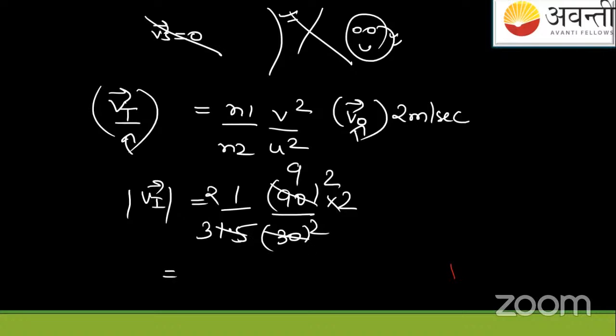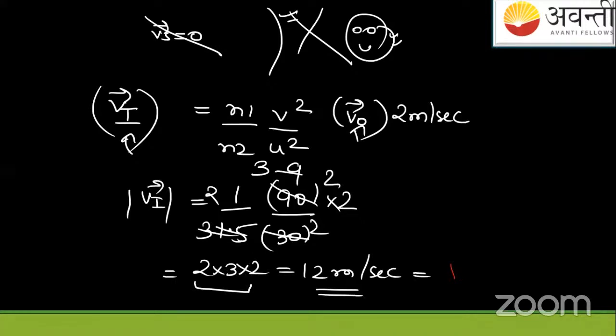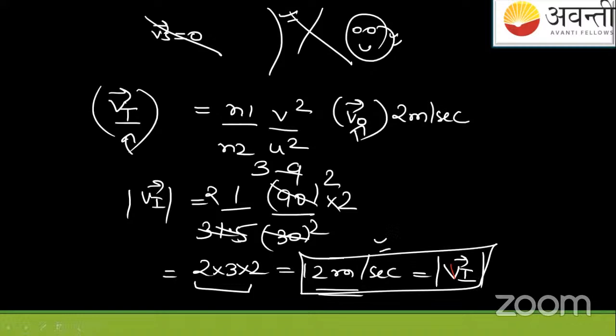It means it's 9 here. 3 3s are 9. So we get 2 into 3 into 2. This is how much? It's 12 meter per second. So finally we are getting this VI magnitude as 12 meter per second. That is, if the object which is in front of the mirror, see, look here carefully. This was the object.